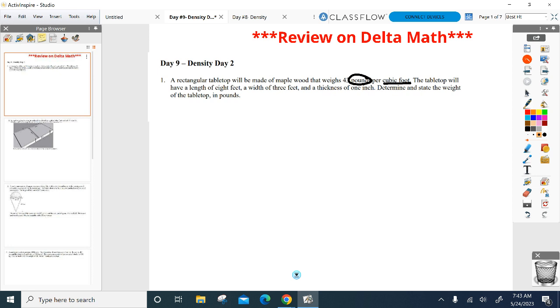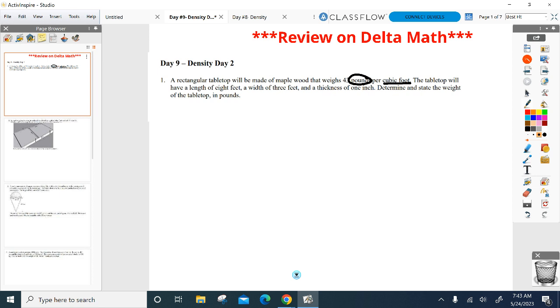And we have to start being disciplined about this, because we weren't yesterday, because it didn't matter yesterday. Pounds per cubic foot. Look at the dimensions of the tabletop. See anything interesting there? The density was pounds per cubic foot. Notice anything about my tabletop? Length of 8 feet, width of 3 feet, a thickness of 1 inch.